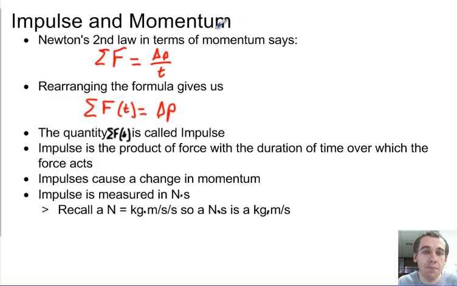In lab, you guys were looking at impulse and momentum. And impulse is really just a change in momentum. It's caused by a force. So if we start with Newton's second law, what we have is net force equals mass times acceleration.